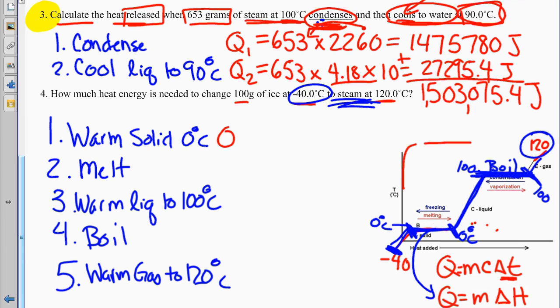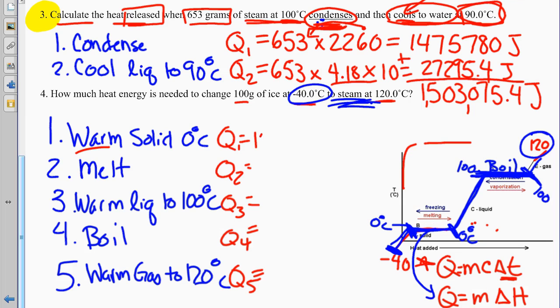All right, so we need Q1. I'm going to run out of room here. Q2, Q3, Q4, and Q5. All right. So the first one, warming. That means I'm going to do Q is equal to mc delta T here.